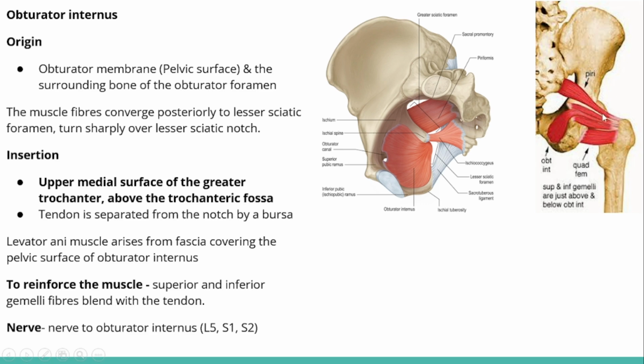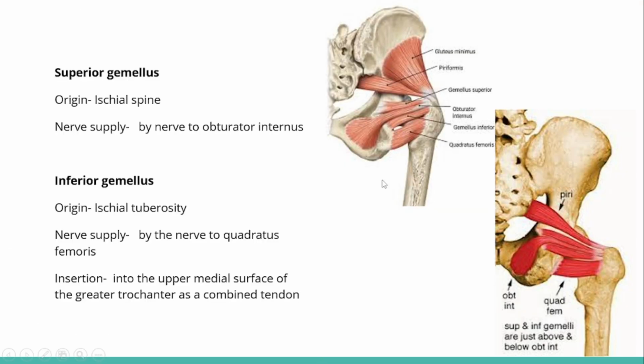These three muscles, superior gemellus, obturator internus, and inferior gemellus, insert into the upper medial surface of the greater trochanter as a combined tendon. The obturator internus arises from the fascia covering the pelvic surface of the obturator internus. This muscle has its own nerve, which is the nerve to obturator internus. Superior gemellus originates from the ischial spine and inferior gemellus originates from the ischial tuberosity.